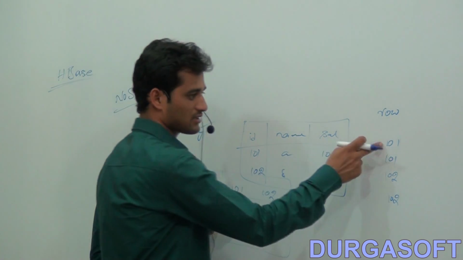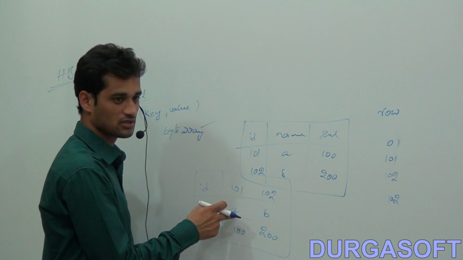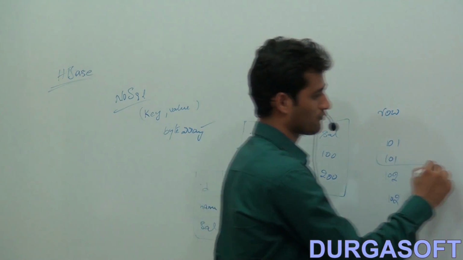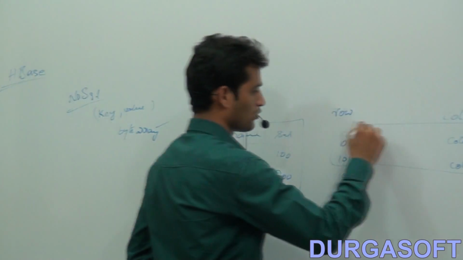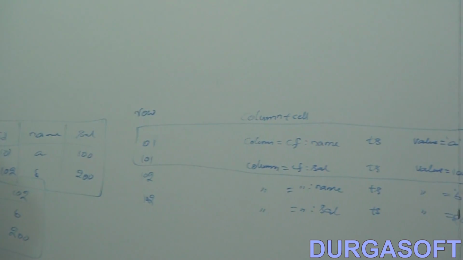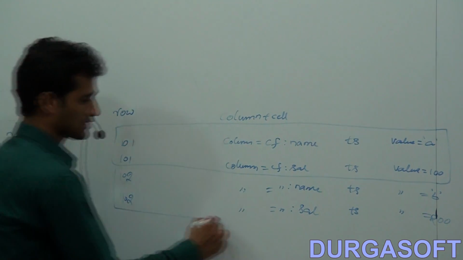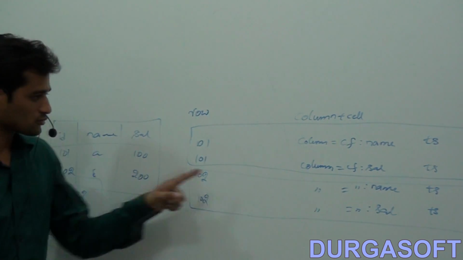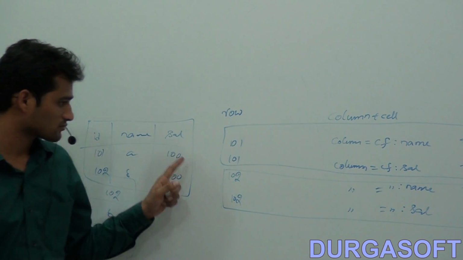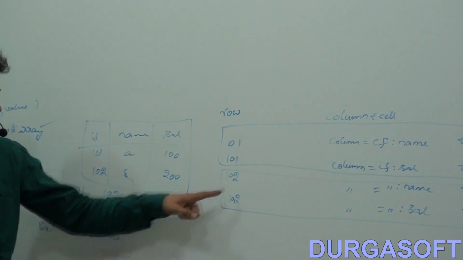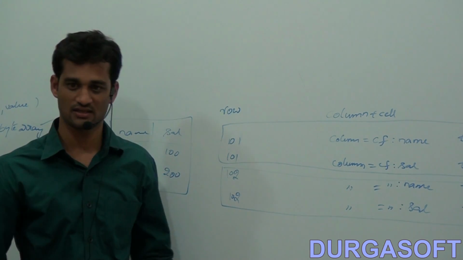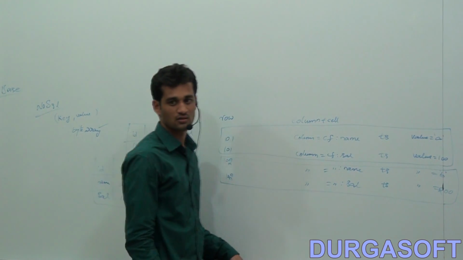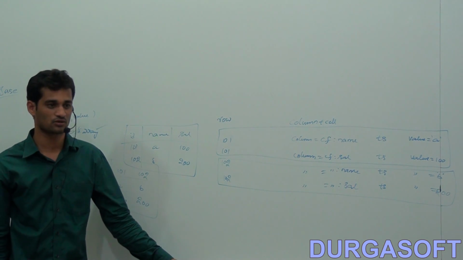Now see, 101 is there, right? For 101, what is that value here? A, and what is the salary here? 100. So both of these will become one row in your row format database, row format table. Again, both of these will become another row. Means for this 102 ID, name is B, and salary is 200 for the same 102, right? So rows can be duplicate here, but this timestamp will be different, a unique timestamp only will be given over there.